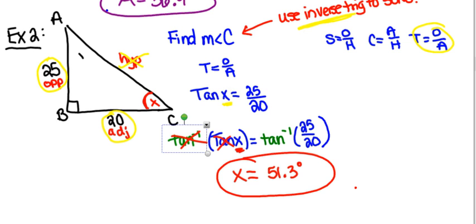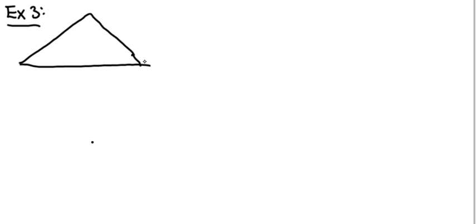All right, I'm going to move up to the top of another page. If you have room on this page, you're more than welcome to keep right on working. But I've got a third example, which I'm going to call example 3, real original, I know. And I've got another right triangle. This right triangle I'm going to call XYZ. And I'm going to make the right angle up here at the top, and that be angle Y.